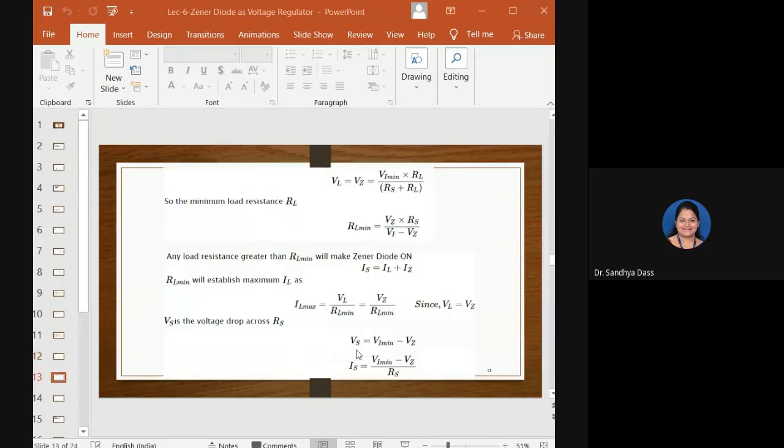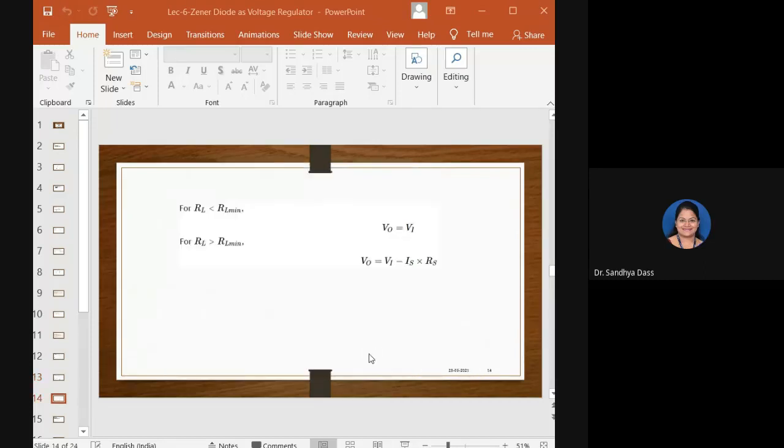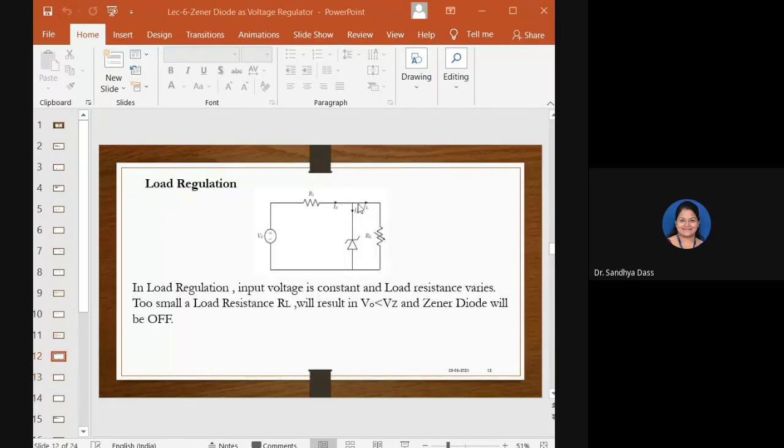So Vs is nothing but the voltage drop across the Rs resistor, which will be given by Vi minus Vz. In terms of current, Is will be equal to (Vi minimum minus Vz) by Rs. Now again, this Is depends on the load current and the Zener current. So this is again a mathematical expression of how the circuit parameters vary when the load is varying, keeping the input constant, while the output across the Zener diode is still maintained constant. So that is load regulation.